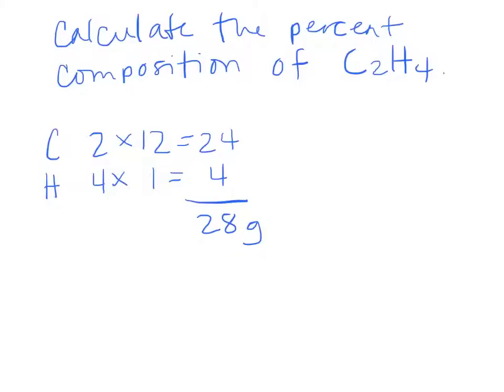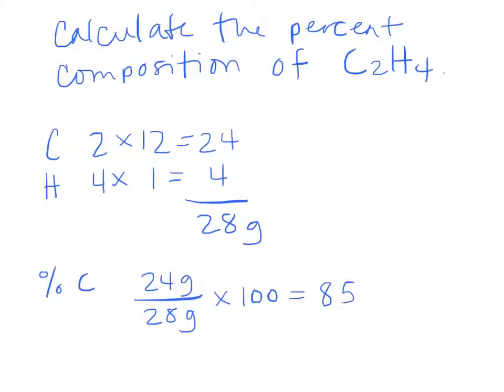So remember, we're assuming that we have 1 mole of this. The way we're going to find the percent composition of carbon is we're going to take the 24 grams of carbon, divide it by 28 grams of the total substance, multiply that by 100, and we're going to come out with the percent value. And we come out with a calculated value of 85.7%. But notice that we're only using 2 sig figs, so our answer here is going to be 86% for carbon. Then we need to do the same thing for hydrogen.